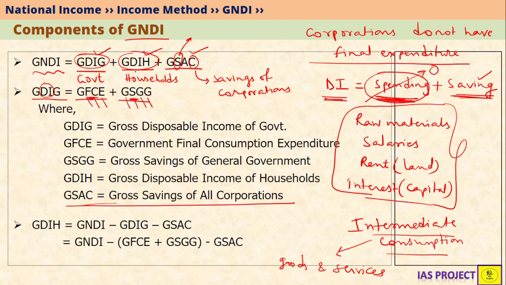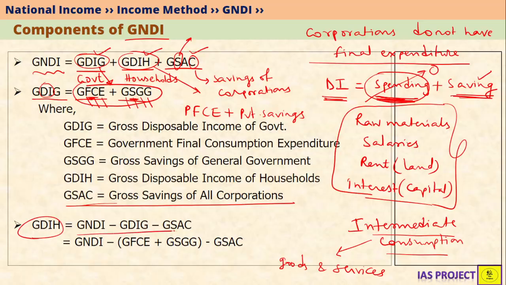Similarly, for households, we write it as private final consumption expenditure plus private savings. So by using GDIG as GFCE plus GSGG, we can write GDIH like this.